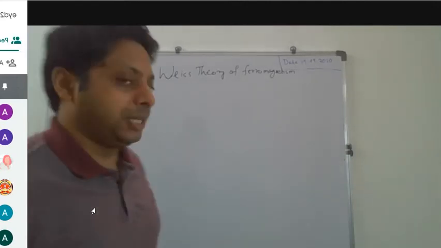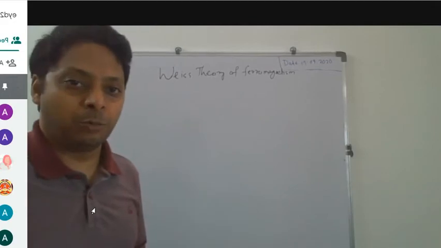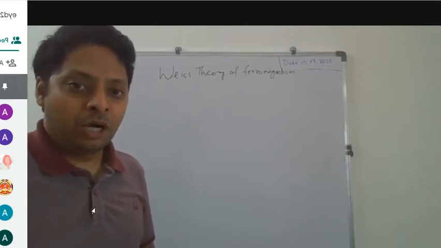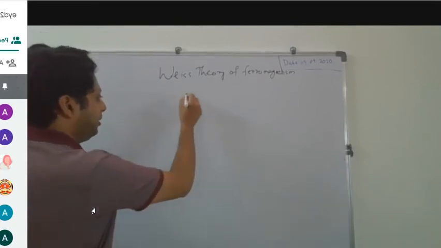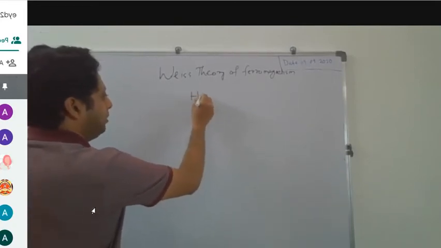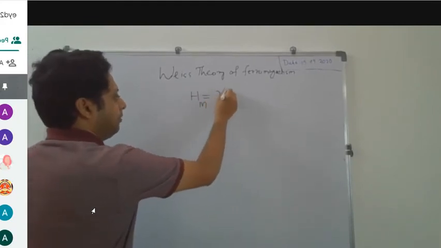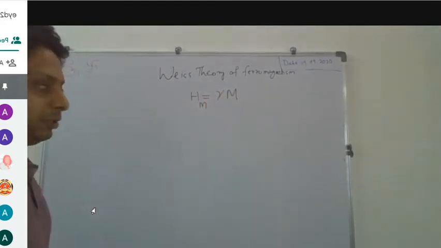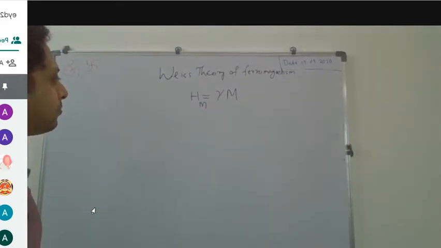So yesterday we were discussing this Weiss theory of ferromagnetism, where the postulate is that all the magnetic moments feel a molecular field of the order of gamma times M. So M is your magnetization and gamma is the coefficient.